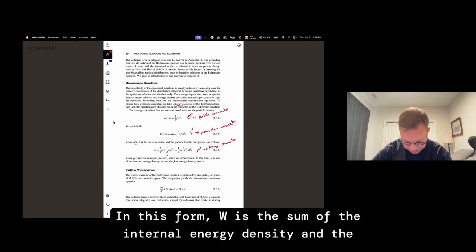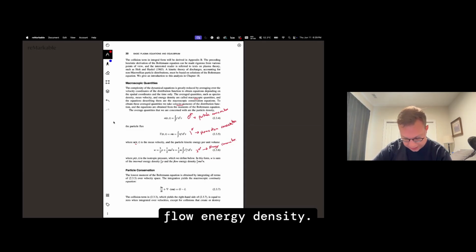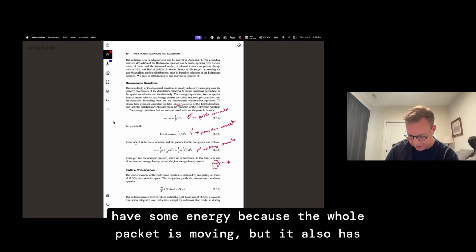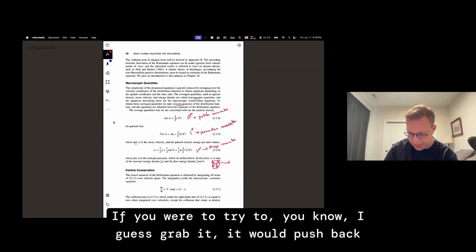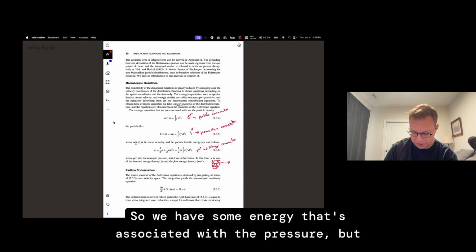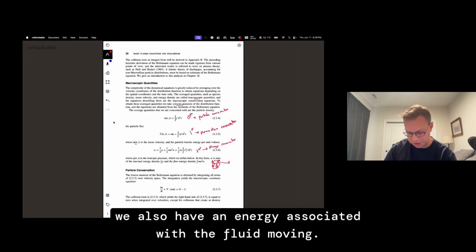In this form, W is the sum of the internal energy density and the flow energy density. So if we imagine some packet of fluid, it's going to have some energy because the whole packet is moving, but it also has some pressure. If you were to try to grab it, it would push back to a certain extent, for lack of a better way of saying. So we have some energy that's associated with the pressure, but we also have an energy associated with the fluid moving.